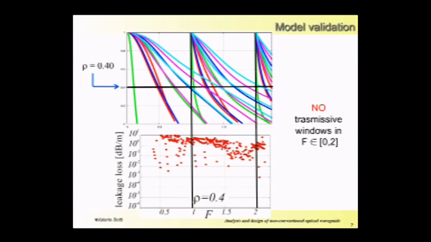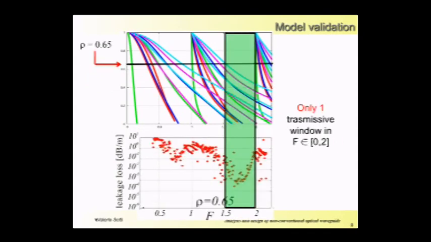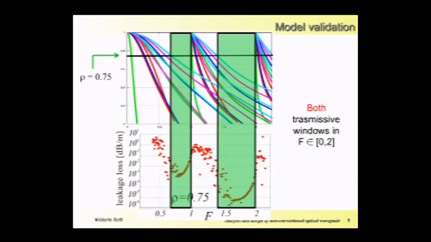So we have our model and numerical results for losses of the fundamental mode of the microstructured fiber. Here we see that there are no transmission windows in the frequencies that we are considering. If we move to a higher value of rho, in particular 0.65, we have clearly the second window, while the first one is only slightly sketched. And in the last case, we have both transmission windows. We see in this way that our model is confirmed by numerical analysis.